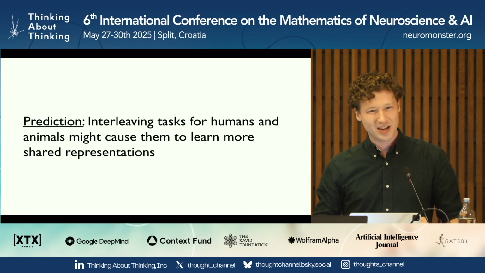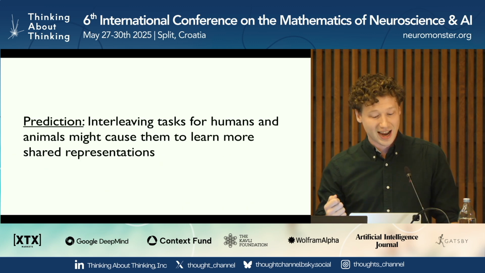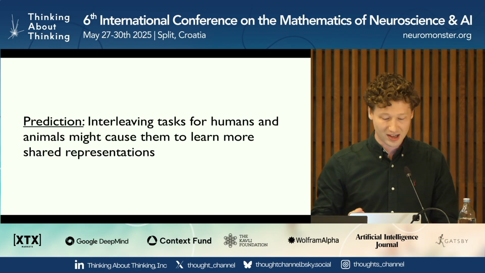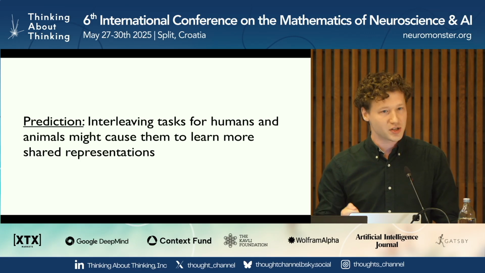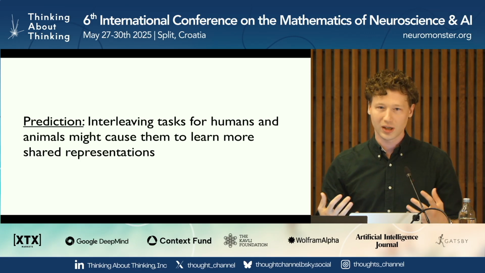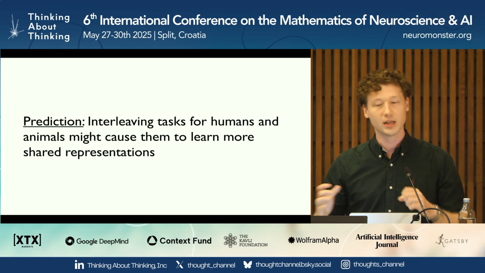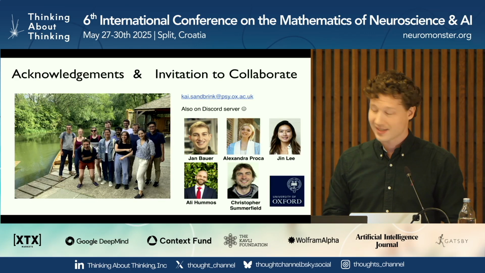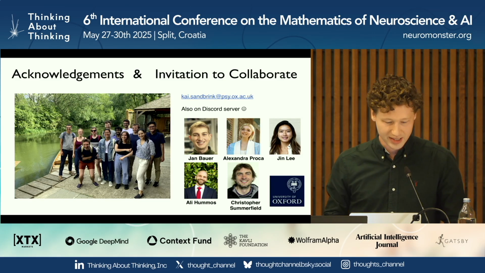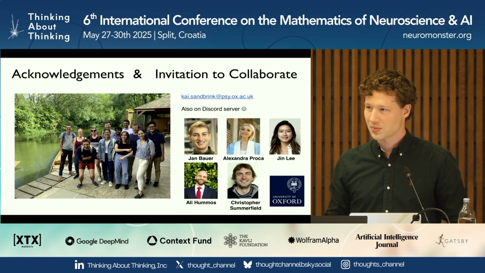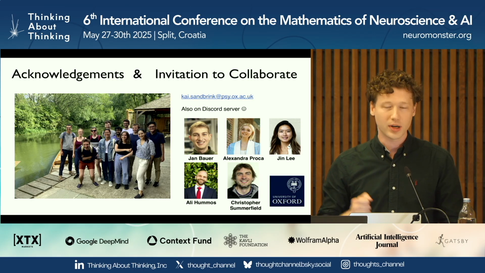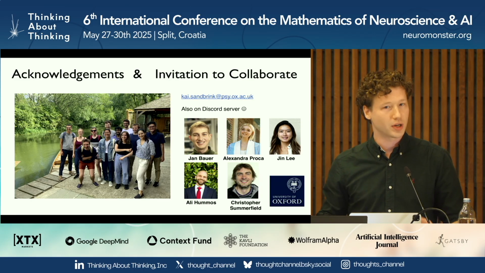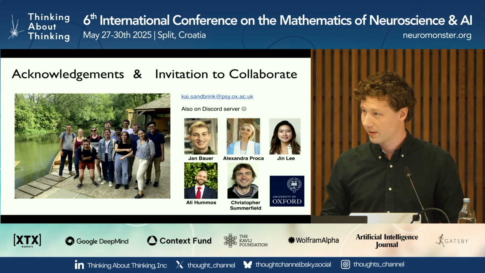The prediction that we can make from all of this is that interleaving tasks for humans and animals might cause them to learn more shared representations, which could lead to behavioral correlates such as greater generalization or interference between the two. Thanks to the lab that I'm in, Christopher Summerfield's group in the UK, as well as my collaborators. This is really still quite early work, so we're only now exploring bigger networks, possible behavioral experiments, and so forth.